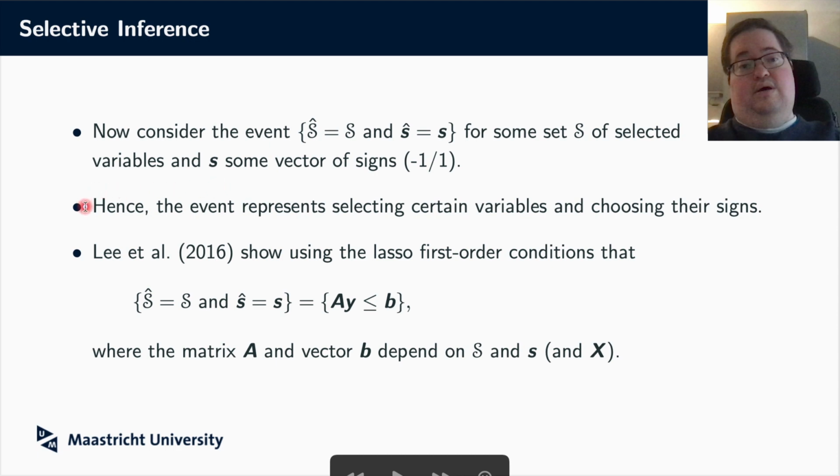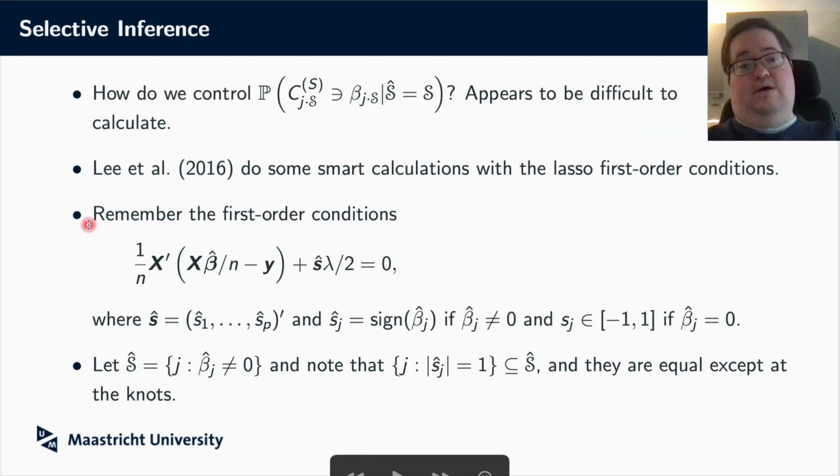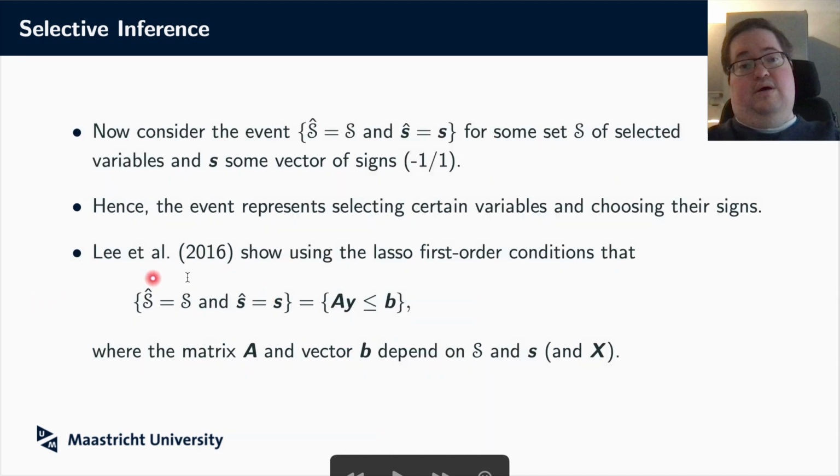So the event that we're going to condition on is not just selecting the variables, but also choosing their signs. And then they do some algebraic manipulations of these first order conditions here, such that by doing so, they show that that event can be written as a matrix A times the vector y, where y is your data, your dependent variable, being smaller or equal than b. And here, of course, the matrix A and the vector b will depend on S, capital S, small s, and of course also on X.